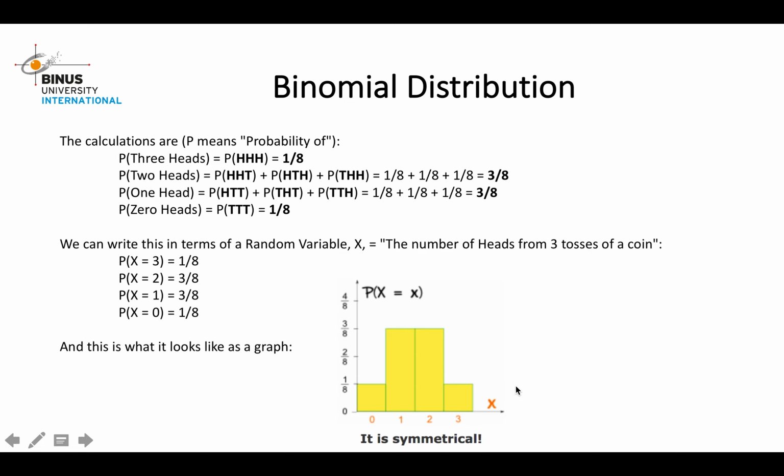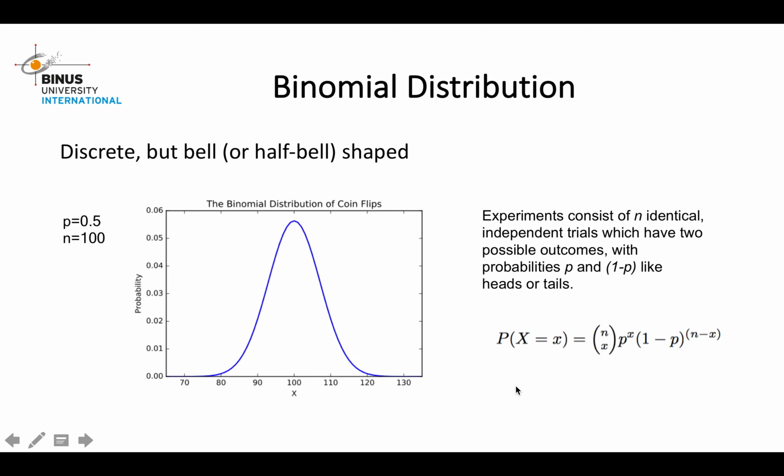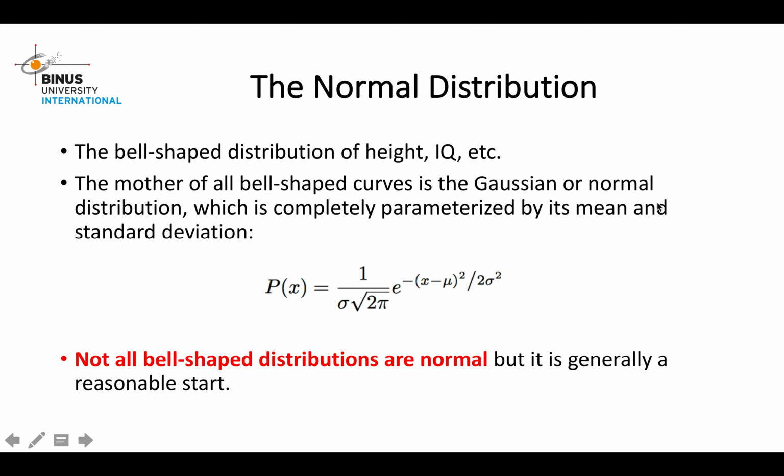Okay, next. So this is called binomial distributions. It's discrete, it's actually a histogram, but with a bell or half-bell shape, like a bell. For example, the bell-shaped distribution of height, IQ, etc.